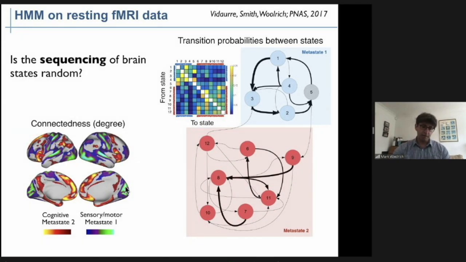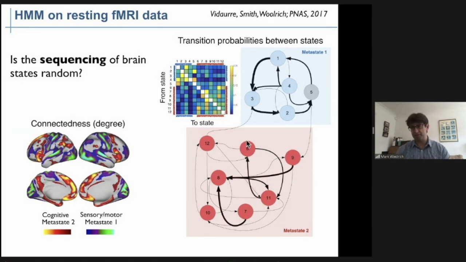So you can see in green and blue that metastate 1 corresponds to primary sensory motor regions, typically, whereas metastate 2, shown in yellow and red, corresponds to cognitive networks, such as the default mode. And so what this is essentially telling us is there's a tendency for the brain to cycle either between cognitive networks or to cycle between primary sensory motor networks, with a much lower probability of switching between them. And of course, that does happen. And indeed, if you look at individual subjects, they do mix between the two metastates.